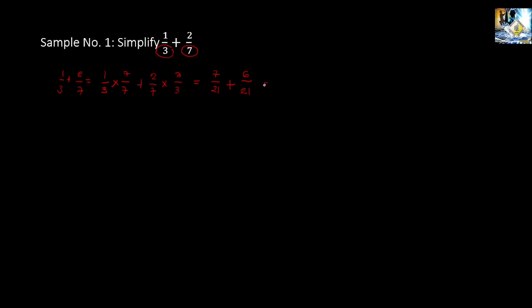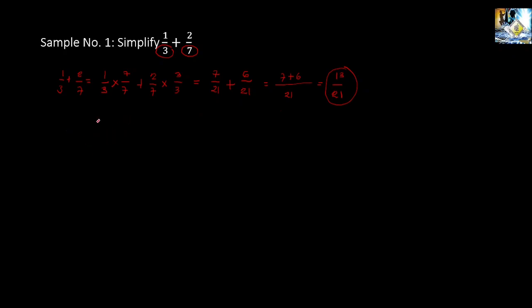Again, we copy the denominator, that is 21, and 7 plus 6 is 13 over 21. So we have an answer. That is our answer, 13 over 21. That is our proper fraction. We can also do an alternative process in solving this fraction.